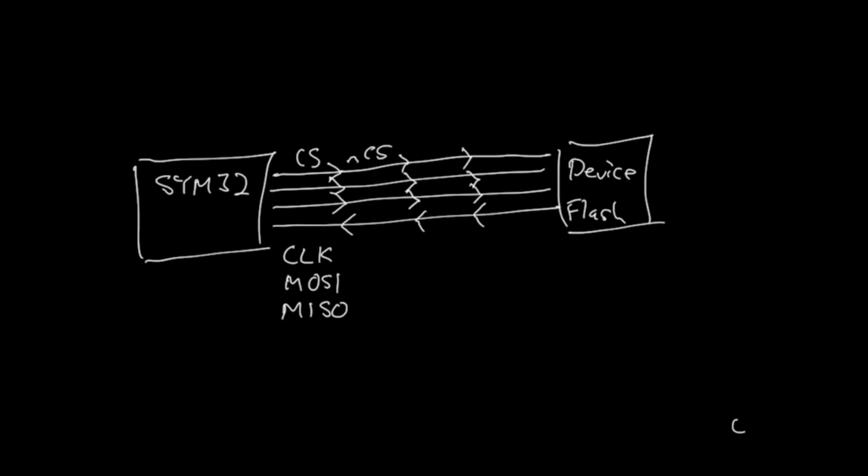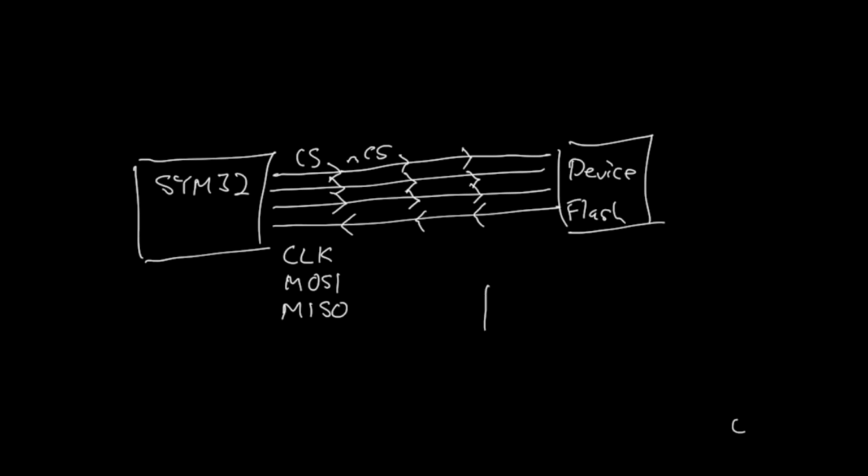And we can also go through and hook up multiple devices to our SPI bus. However, for each additional device, we do require 1 additional pin or 1 additional signal line. So we can't share our chip select signal in between multiple devices. However, we can share our clock, our MOSI, and our MISO signals in between multiple devices.